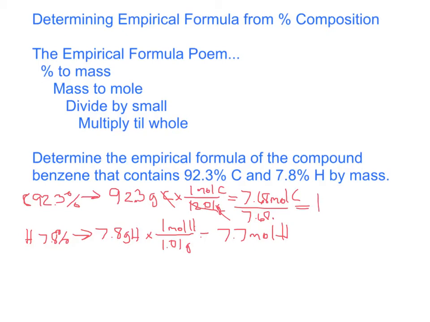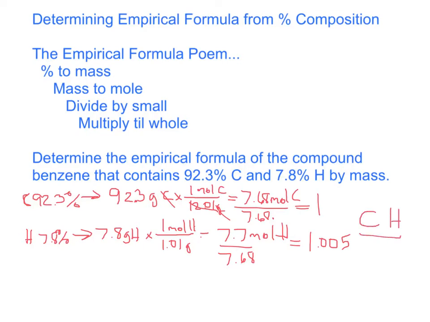Okay, we then get 1. You divide 7.7 by 7.68, and you get 1.005. So the bottom line is they're both virtually the same number. So the empirical formula in this case would be C1H1. There is no multiplying to get to a whole number.